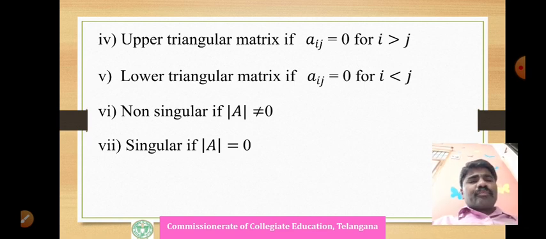Okay. Now, a non-singular matrix. These definitions are all valid only for square matrices. A square matrix A is said to be non-singular if det A is not equal to 0. If the determinant of A is not 0, we can say that the matrix is non-singular. If det A equals 0, we can say that the matrix is singular.